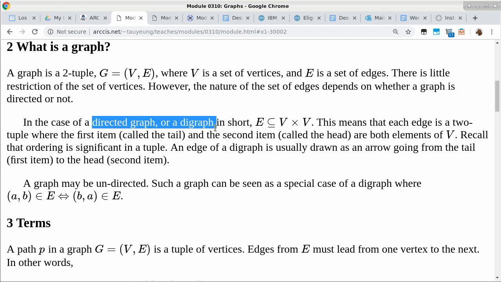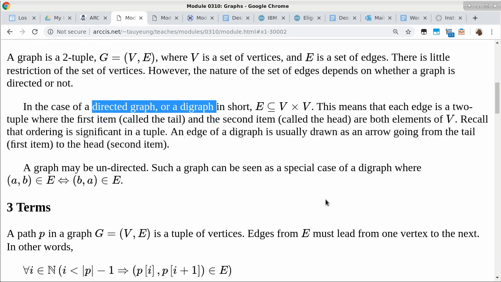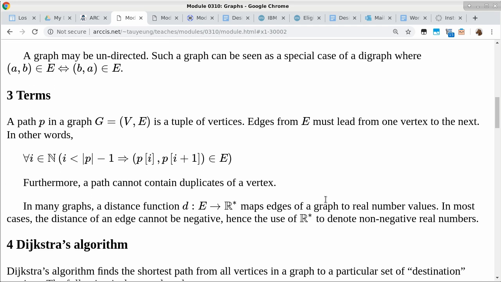Are we good to go at this point? Terms are okay. All right. We have some further terms to define until we get to the algorithm. A path is defined as a tuple of vertices. In this case, edges from E must lead from one vertex to the next. In other words, let's take a look at this one here.